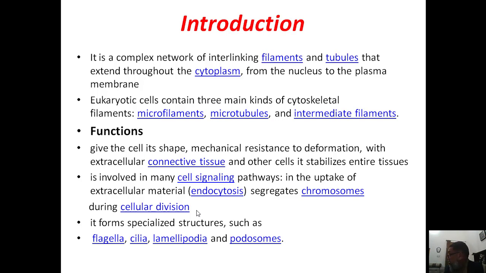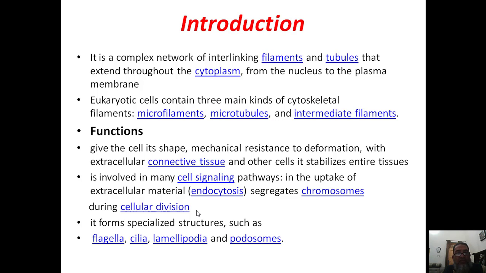Moreover, the cell also stabilizes with the surroundings, with the other cells as well, because the cells lie in combination within a tissue to perform a specific function.